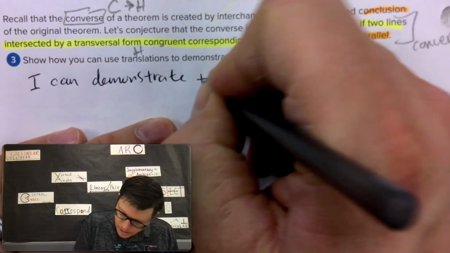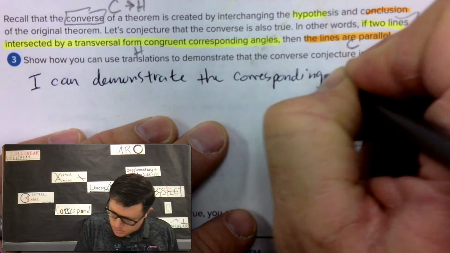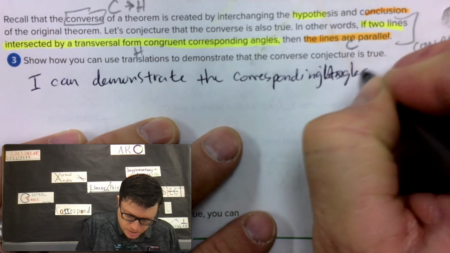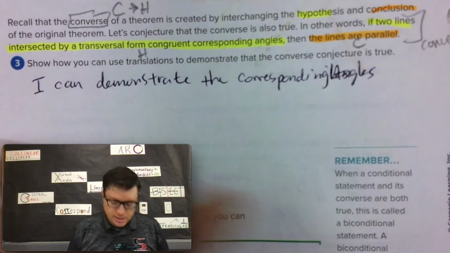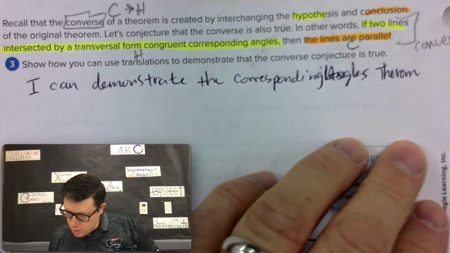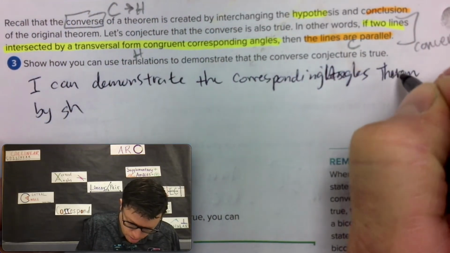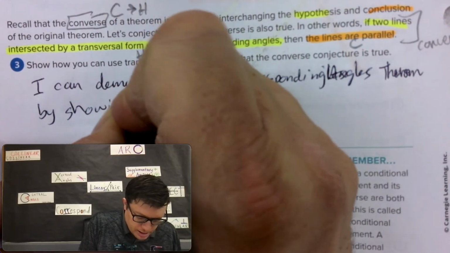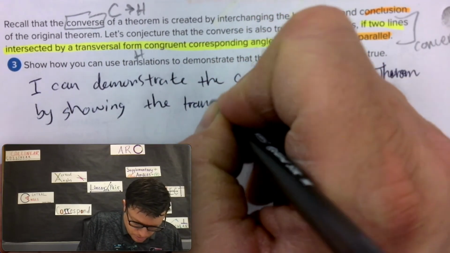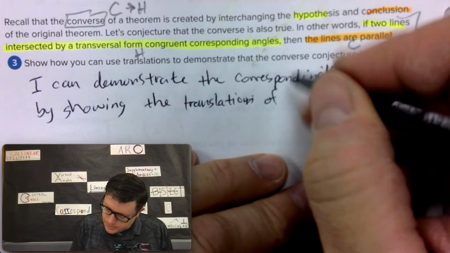So I can demonstrate the converse corresponding angles theorem by showing the translation of the angles creates parallel lines.